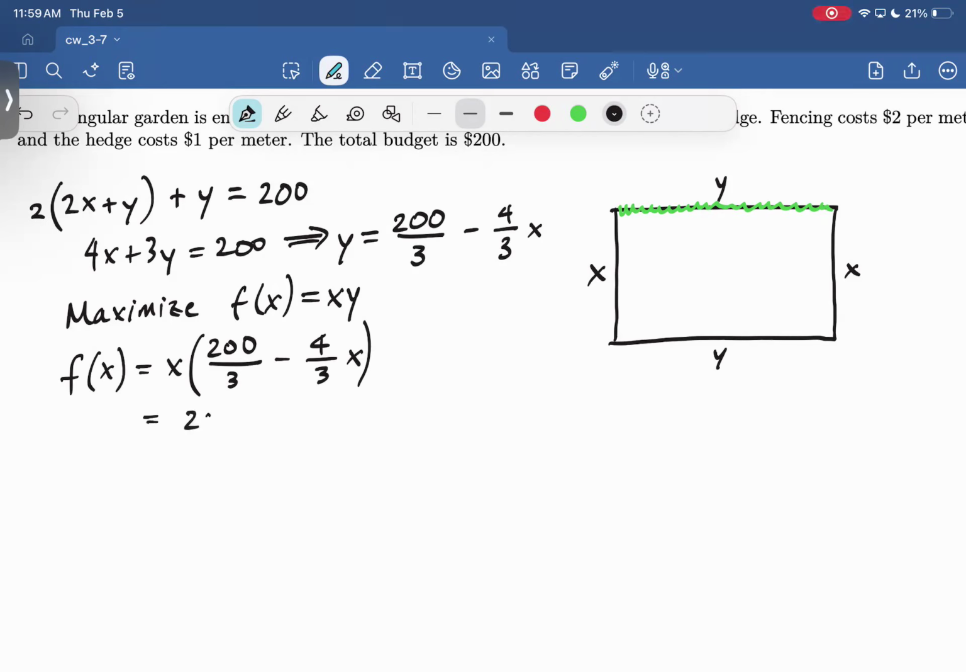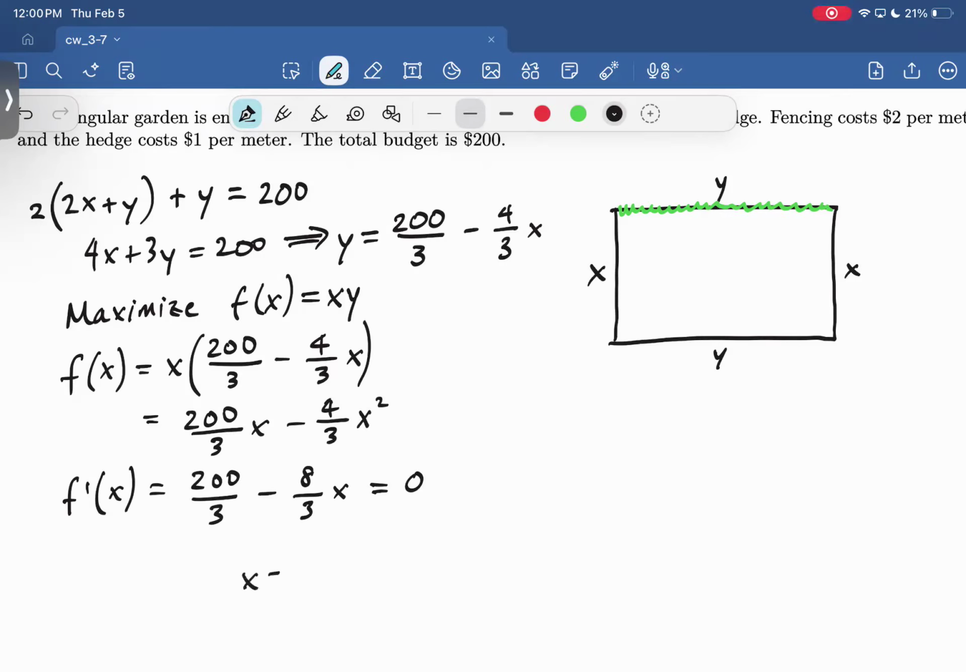And if we expand this, we get 200 over 3 x minus 4/3 x squared. Taking the derivative, we have 200 over 3 minus 8/3 x. We set this equal to 0 to find the critical points, and we'll find that x equals 25. How do we go from 4/3 to 8/3? The derivative of x squared becomes 2x.